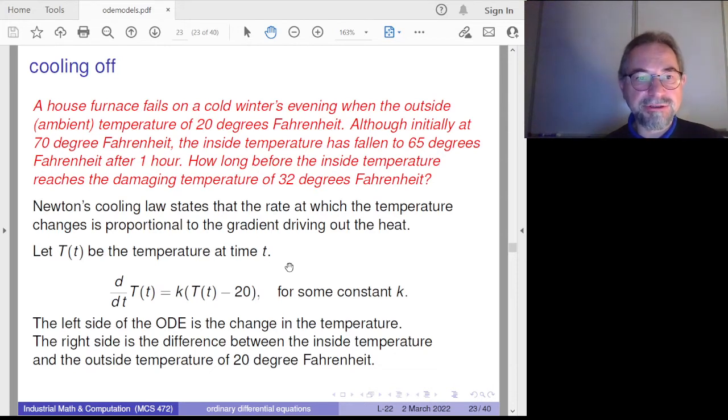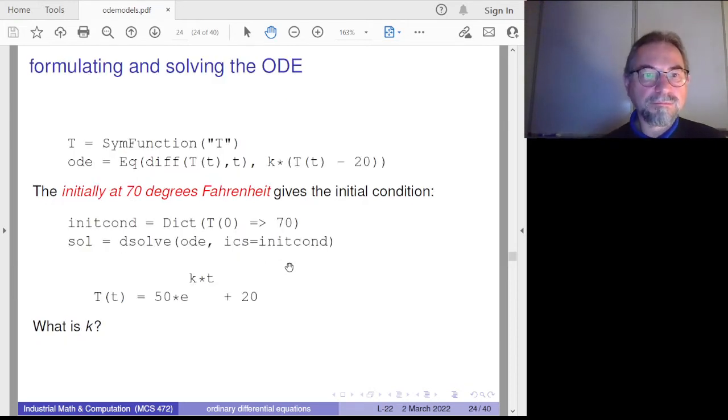So we have an initial condition, the initial temperature, and then we also have the condition that after 1 hour the temperature has fallen to 65 degrees. In a way this is a very similar model to the slowing down problem. So we define a symbolic function. This is done in the same session. If you do this from scratch, you also have to define the symbol t. We had already defined the symbol t, so I'm not redoing this here.